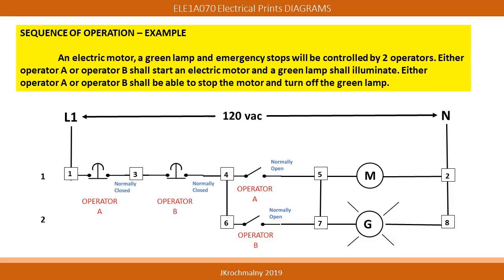Comparing the sequence of operation to the ladder diagram circuit design, we see that operator A or operator B can stop the loads using the normally closed maintained switches. Operator A or operator B can start the loads by closing either normally open switches.